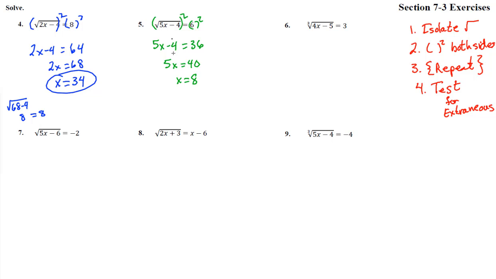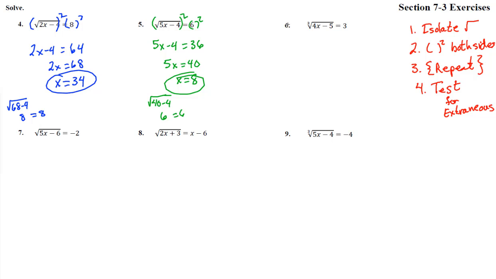Let's stick 8 back in to see if we get that. And we got the square root of 5 times 8 is 40 minus 4, is square root of 36, is 6. Does that equal 6 in our original equation? It does. So x equals 8 is indeed an answer.